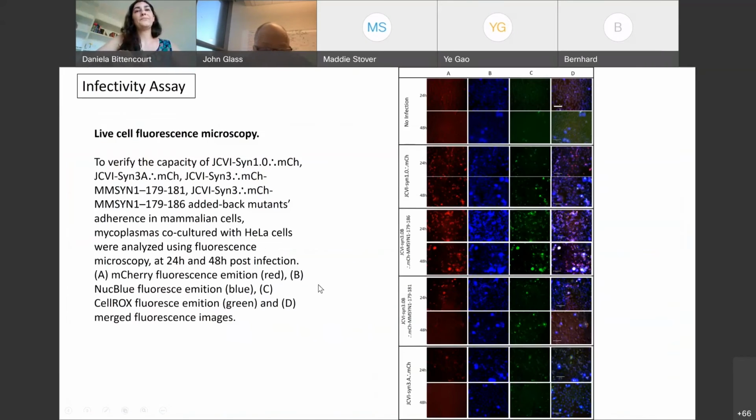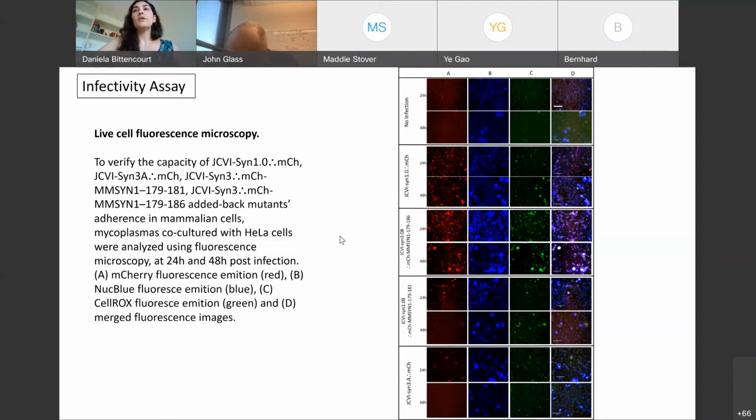Okay. So this is just an overall picture of all the samples that we analyzed. Here we have the HeLa cells by themselves. Here we have emy emission, DNA using blue reagent, oxidative stress using the CellROX reagent, and this is the merged figure of all the treatments. So here, just HeLa cells with no synthetic cell. These are the Syn1, the Syn3B with 179 up to 186 genes added back, only the 3 lipoproteins added back, and this is Syn3 only, expressing emy.